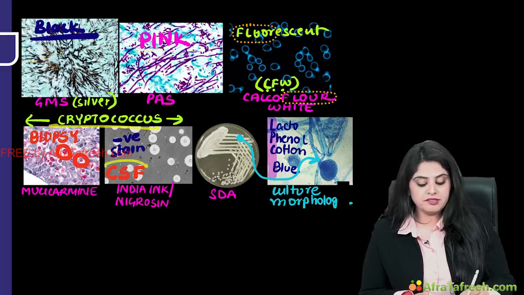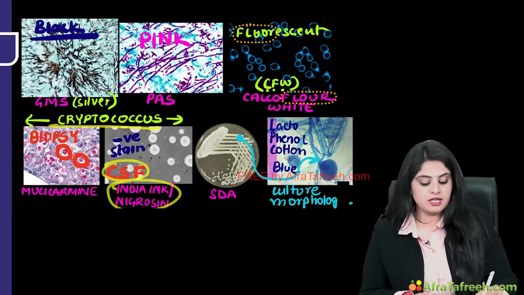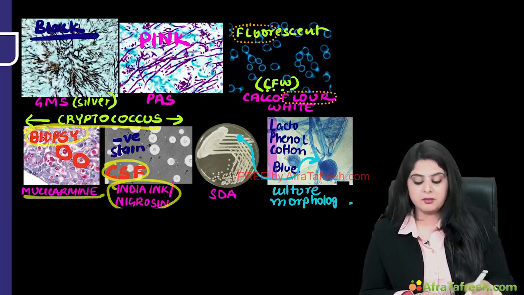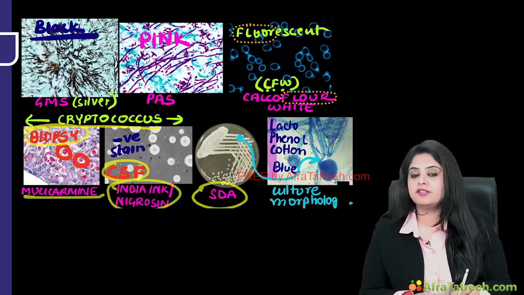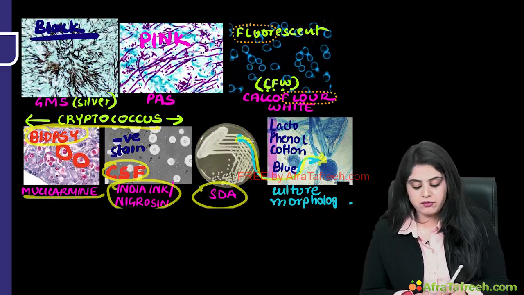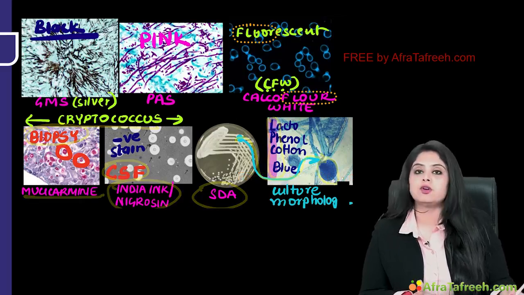For Cryptococcus in a CSF sample, you do negative staining. If you have a biopsy, you do mucicarmine. For all the fungal organisms, the culture medium is SDA. If you want to look at culture morphology, use LPCB, lactophenol cotton blue.